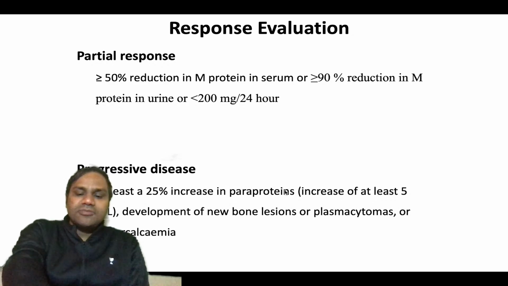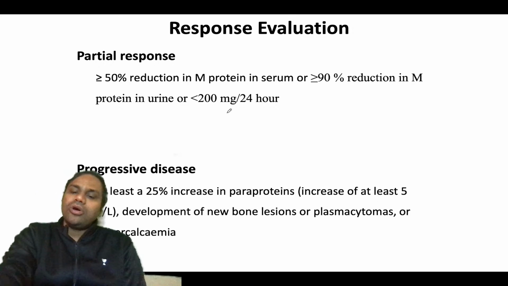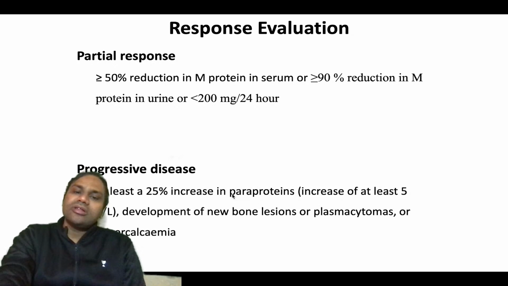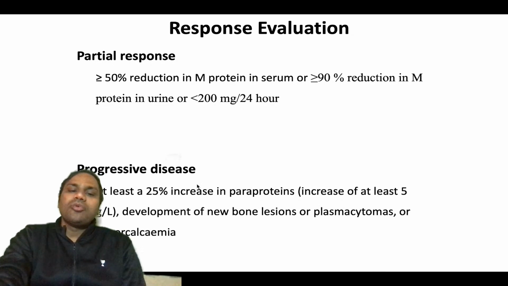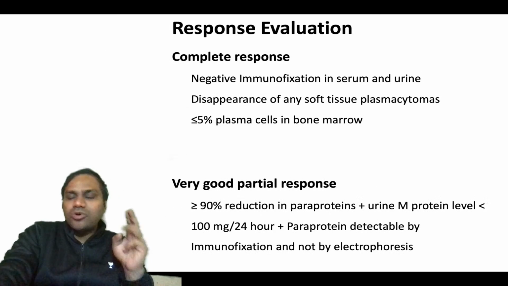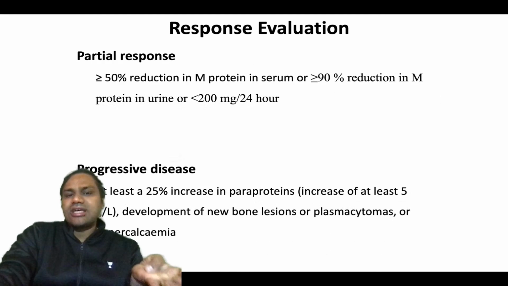Then what is partial response? Partial response is when you have greater than 50% reduction in M protein in the serum, or greater than 90% reduction in M protein in urine, or less than 200 mg per 24 hours. So in very good partial response you have less than 100 mg, but in partial response you have less than 200 mg per 24 hours. Now progressive disease, what is that? At least 25% increase in paraprotein, an increase of at least 5 gram per liter, and development of new bone lesion or plasmacytoma or hypercalcemia. So there is complete response, very good partial response, and progressive disease. You need to know this, you can be asked in your exam.